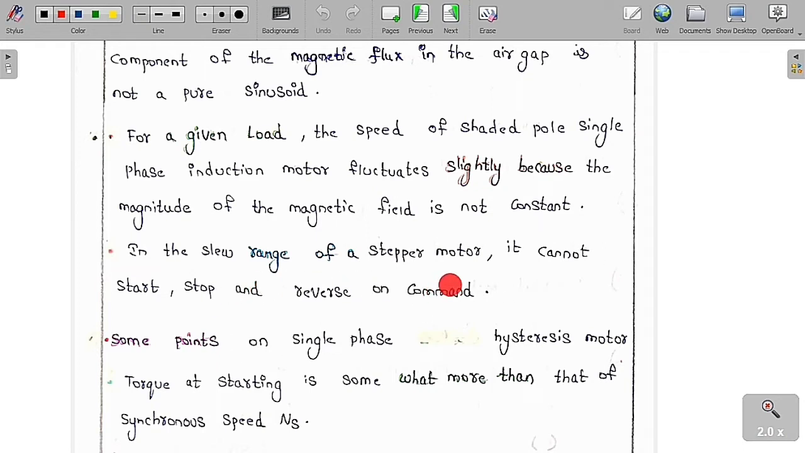In the slew range of a stepper motor, it cannot start, stop and reverse on command. So basically, in the stepper motor there is a slew range. In that range, even if you give the command, it can't start, it can't stop and it can't reverse. Therefore, in the slew range of a stepper motor, it cannot start, it cannot stop and it cannot reverse on command.